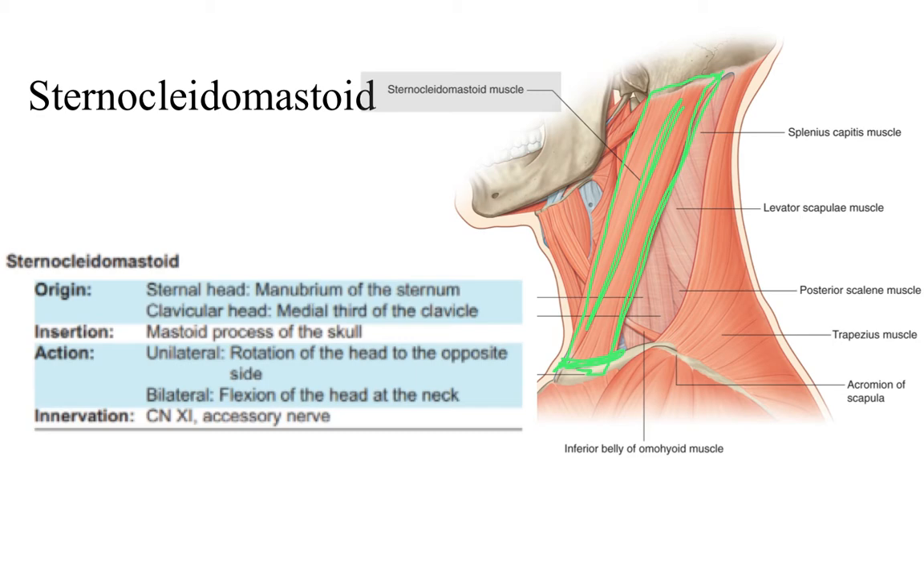And its actions: one, if you contract it, you're going to have rotation of the head to the opposite side, because as it's pulling the back of the head this way, the front of your head's going to go this way. So that's what we mean by rotation to the opposite side. And also flexion of the head at the neck. So when we pull on this, it's going to pull the head down and allow us to do a flexing motion if it's just pulled straight down. The nerve associated with that is the spinal accessory nerve, cranial nerve 11.